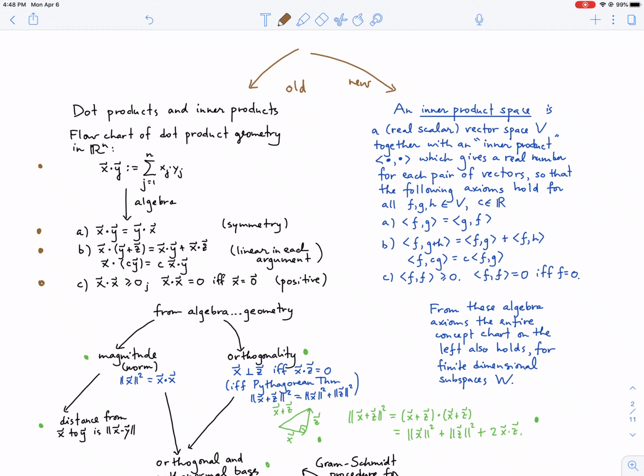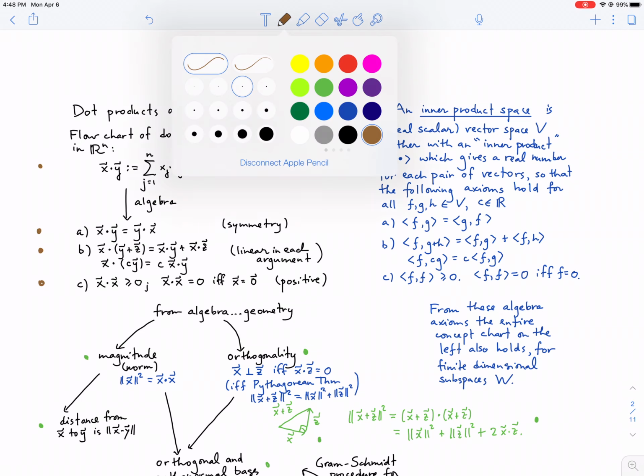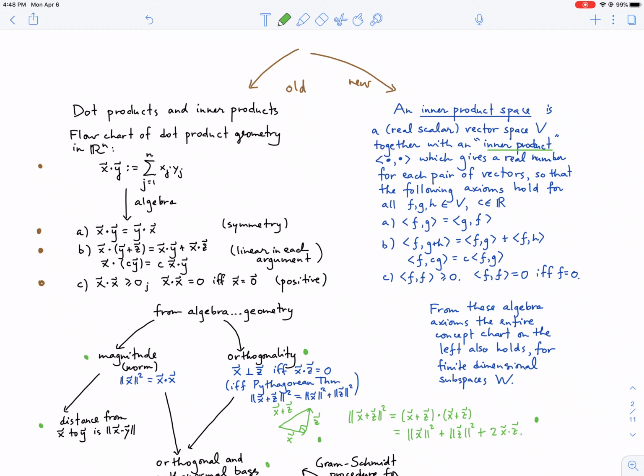to inner product spaces. So an inner product space is a real vector space, together with a generalization of the dot product, which we call an inner product. To compute an inner product, you need two elements from your vector space, and the axioms for an inner product, in parallel with the left-hand side of the page, are that it always has to be true that the inner product of F with G is the inner product of G with F, symmetry. The inner product has to be linear in each factor. And the inner product has to be non-negative. Inner product of F with F always has to be greater than or equal to zero. And the only time it's allowed to equal zero is if you're dealing with the zero vector.